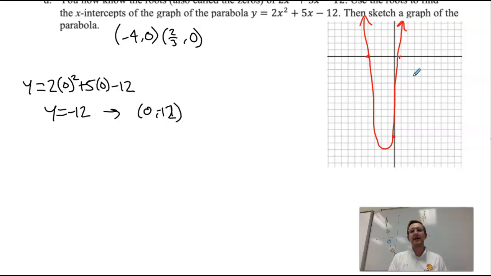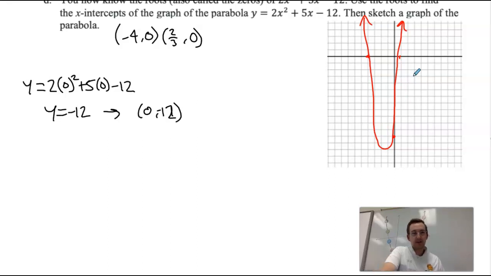So again, if we can factor our quadratic, and then we set each of those 2 sets of parentheses equal to 0, solve those 2 things for x, that tells us what our x-intercepts are, and then we can plug in 0 for x to find our y-intercept. So let's do one more.